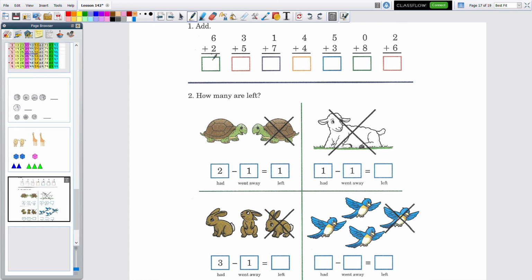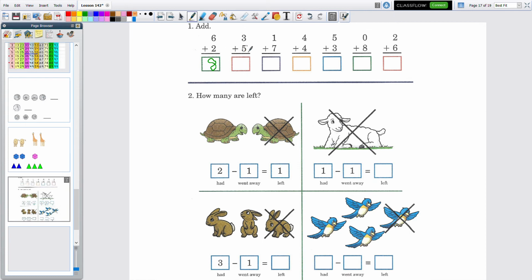And the ones here, let's see, we have 6 plus 2. So hold up 2 fingers, and we're going to start at 6. Say 6, 7, 8. So that's 8. I think this is a review of your last week's.